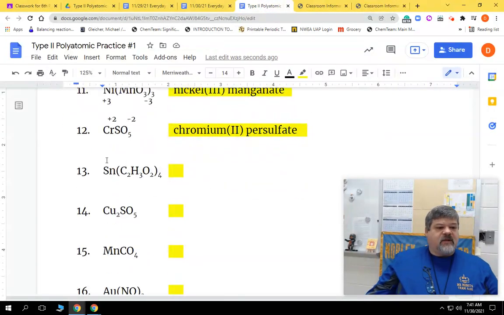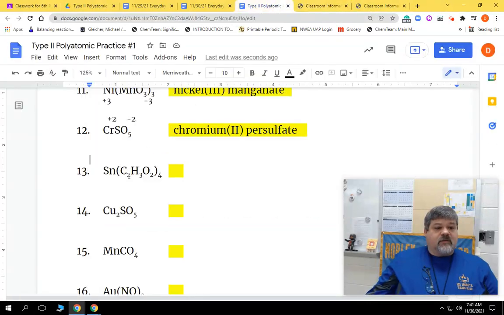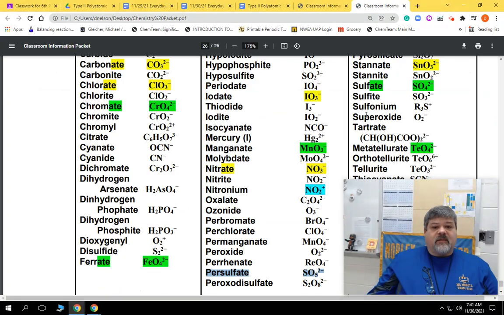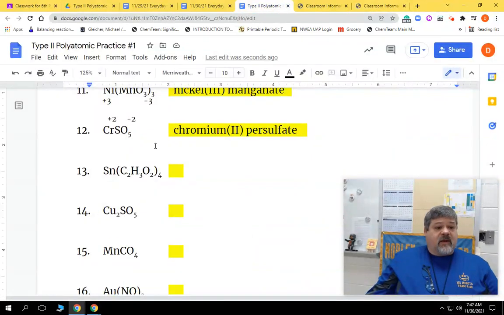Okay, let's go on down to 13. I have Sn, which stands for tin. Then we have C2H3O2, which I'll look up in my polyatomic ion list. It stands for acetate. We know the charge of acetate is a -1. So we go back over here. I have 4 of them, so my total charge is going to be -4, which means that my charge for tin has to be equal but opposite, +4, divided by the number of tins we have, which is 1. And so my charge for tin is going to be +4.